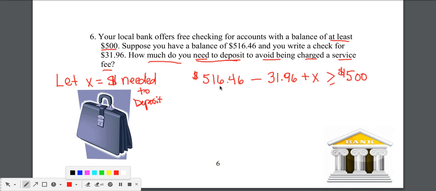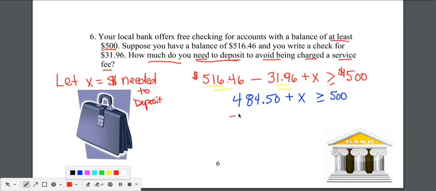Okay, so right here we're going to go 516.46, and we could even put these two things together right like this. And so this one right here, put it together with this one right here, rewrite it. So I'm going to go 516.46 and subtract 31.96, and I get $484.50 plus some more money. I need to get some more money in there, don't I, in order to keep it greater than or equal to $500.